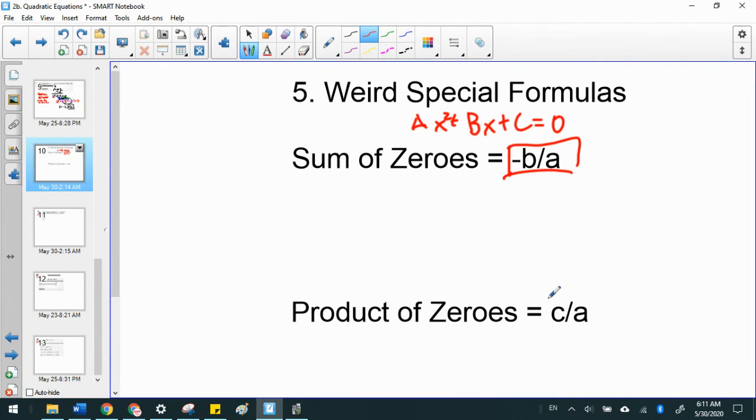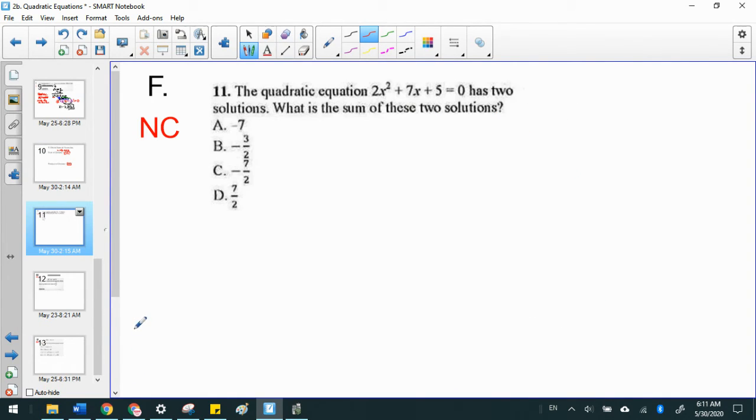And if they want you to multiply your solutions together, c divided by a will give you the result of that. And these two formulas, people usually forget them, but having them is a major advantage for when you deal with weird problems, such as this one right here. The quadratic equation 2x squared plus 7x plus 5 equals 0 has two solutions. What is the sum of these two solutions?